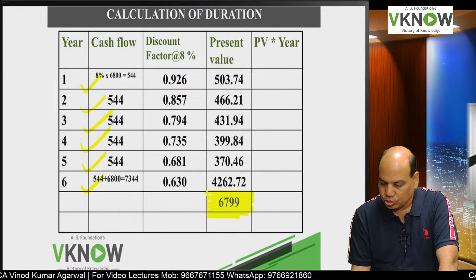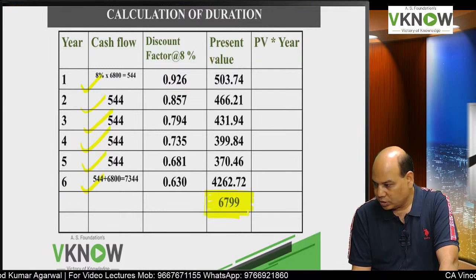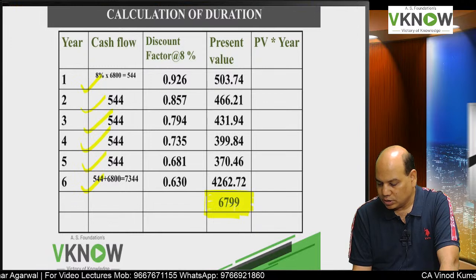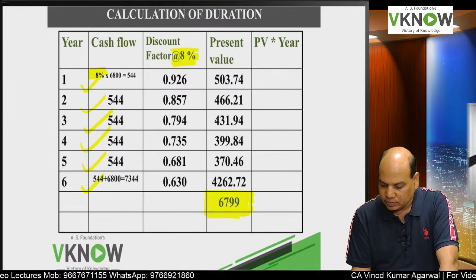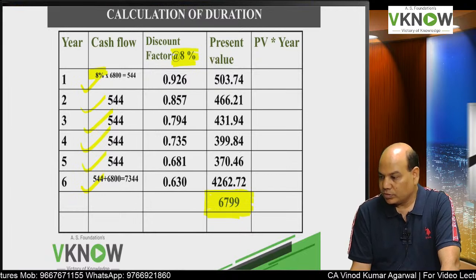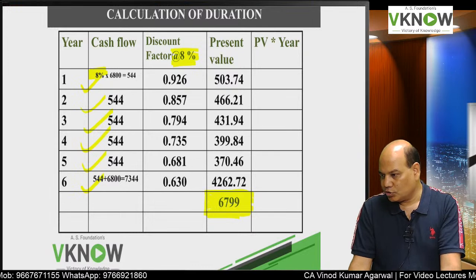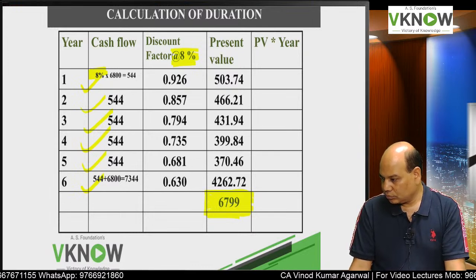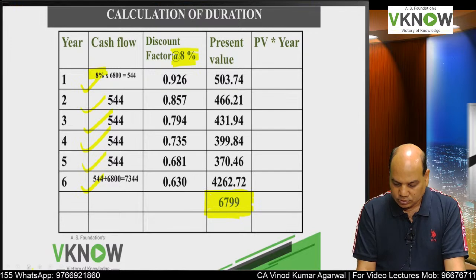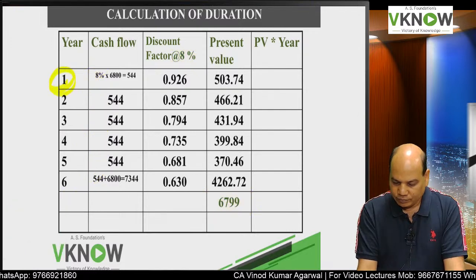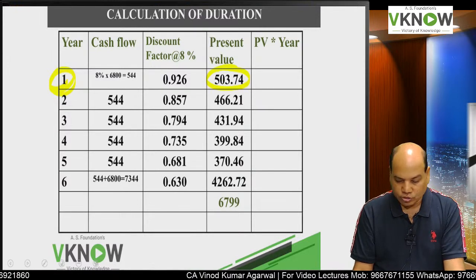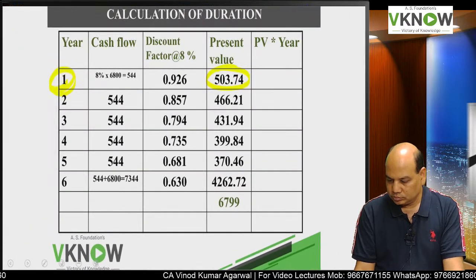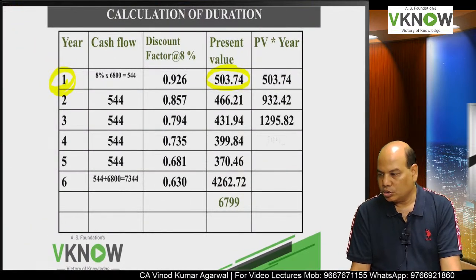Total, it should come close to 6800, because the coupon rate and discount rate are the same. So ideally we should get 6800, but if you get something different, then also it's okay. A minor difference is okay. Come to the next column. Multiply year into present value, memory plus. Give me the total of the last column.